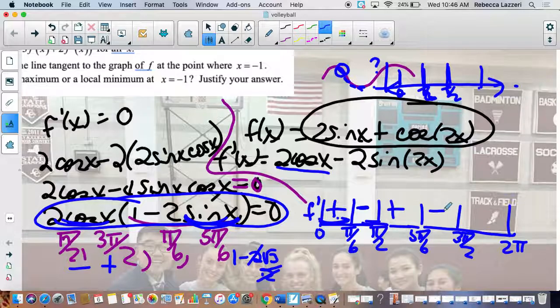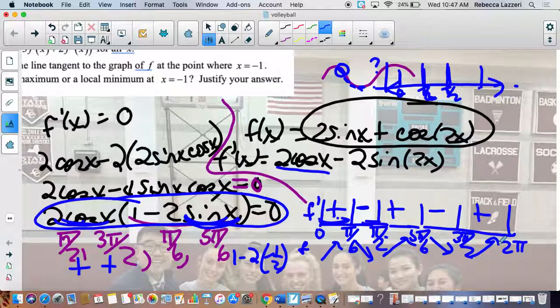And then 3 pi over 2 to 2 pi, I could use like 11 pi over 6. The cosine of 11 pi over 6 in the fourth quadrant is positive. Sine of 11 pi over 6 is -1/2. So I have -2 times -1/2. That's definitely going to be a negative times a negative, and so I get a positive. So my function is increasing. This is my function. Increasing, decreasing, increasing, decreasing, increasing.